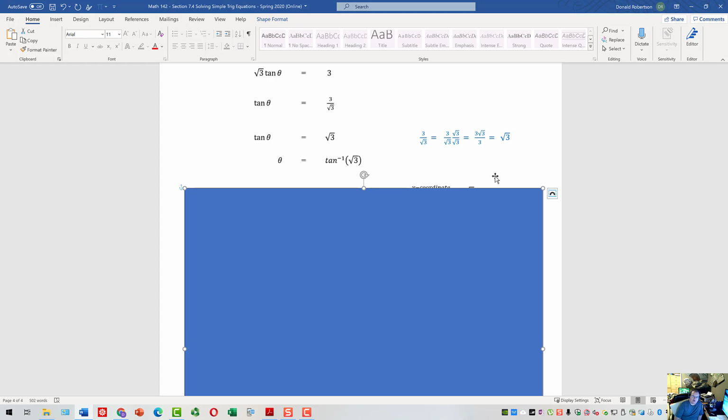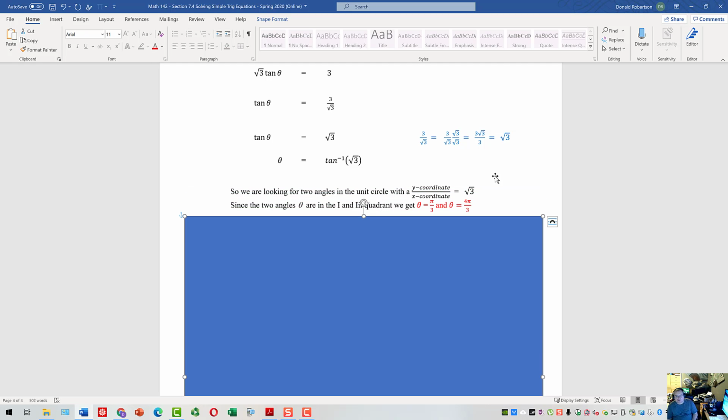Who are the angles that works for? Well, the tangents are always a bit messier, because you're not looking for an x coordinate that's equal to root 3. You're not even really looking for a y coordinate that equals root 3. What you're looking for is a coordinate. When you divide the y and x coordinates together, you get root 3. And it is positive, and that makes it a tangent is positive in the first quadrant, which ends up being that one, and in the third quadrant, which ends up being that one. So we are looking for the first and third quadrants. There we go.